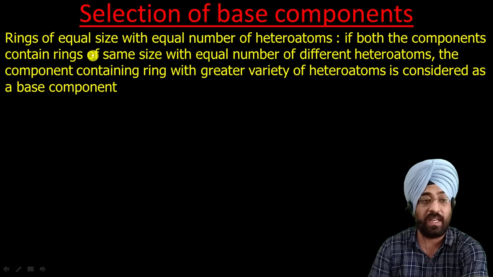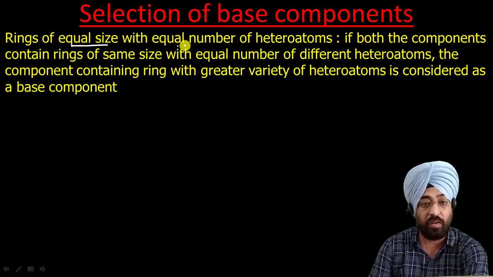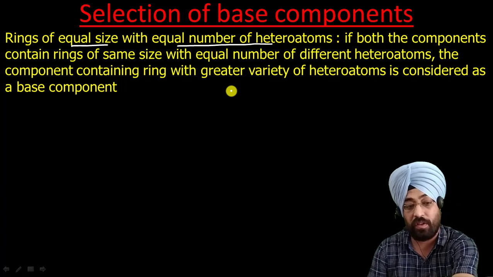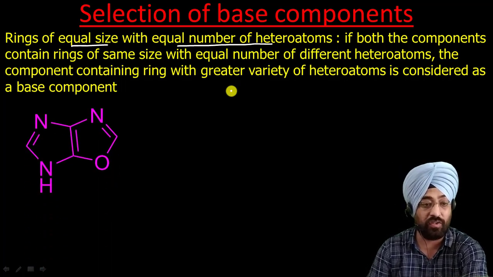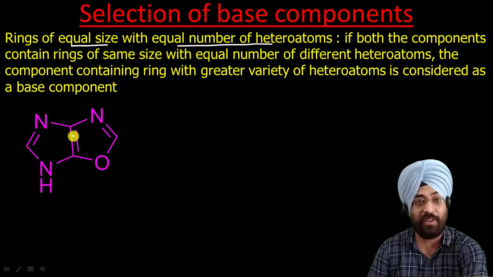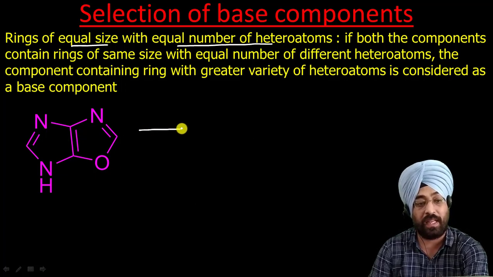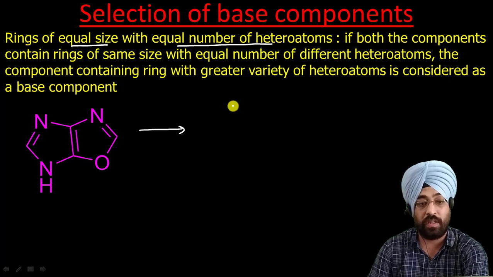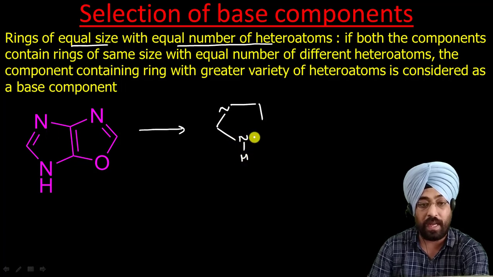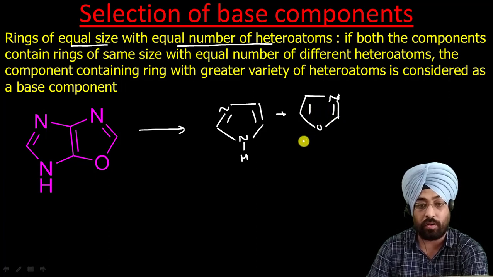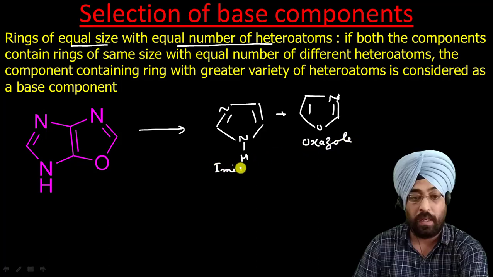Now the next rule says rings of equal size with an equal number of heteroatoms. You can see the rings are of equal size and they also contain the same number of heteroatoms, both contain two heteroatoms. If I break this into two components, they can be this NH, this is imidazole, and this is nitrogen, oxygen, and this is your oxazole, this is oxazole and this is imidazole.